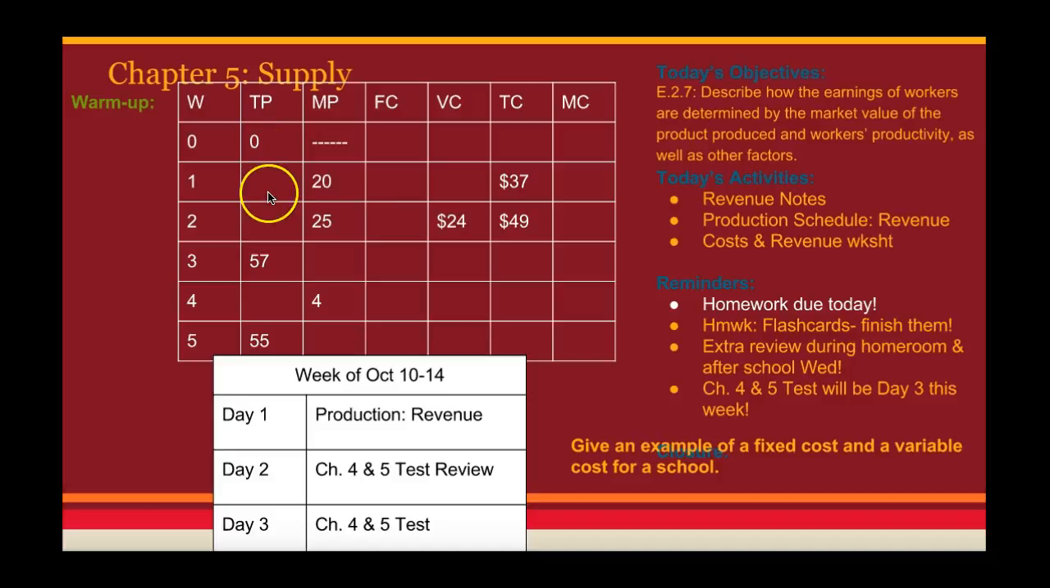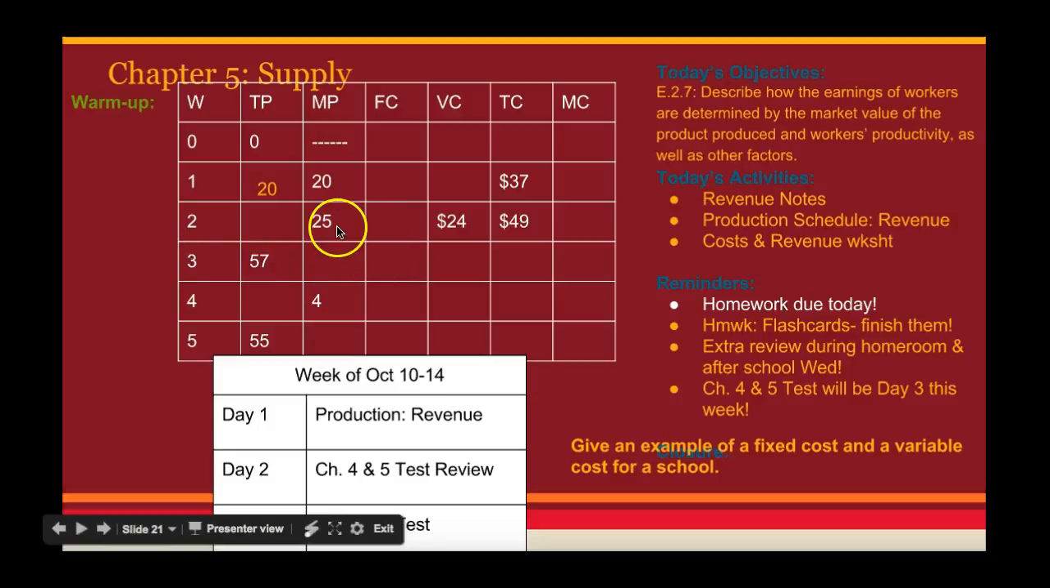In order to figure out how much we totally produced at 1 worker, we're going to add 0 plus 20 to get 20. At 2 workers, we know the second worker produced 25 items all by themselves, and we know the first worker produced 20 items. So to figure out how many they produced together, we're going to simply add 20 plus 25 to get 45.